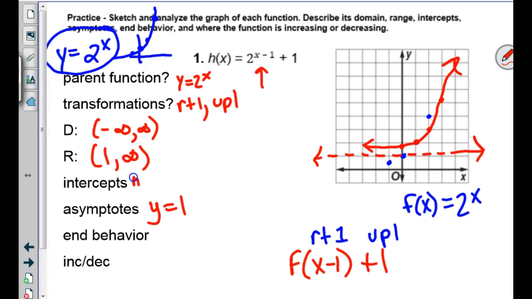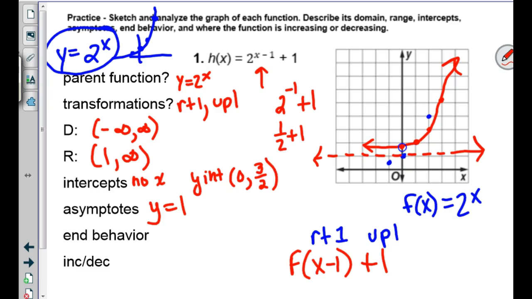The intercept, there isn't an x-intercept. And the y-intercept, how do we always get the y-intercept? Guys, how do we always find the y-intercept? Okay. So if I put in a 0 for x, I will have 2 to the negative 1 plus 1. What is that? What's 2 to the negative 1? 1/2 plus 1 is 3/2 or 1 1/2. So it should be crossing here at 1 1/2.